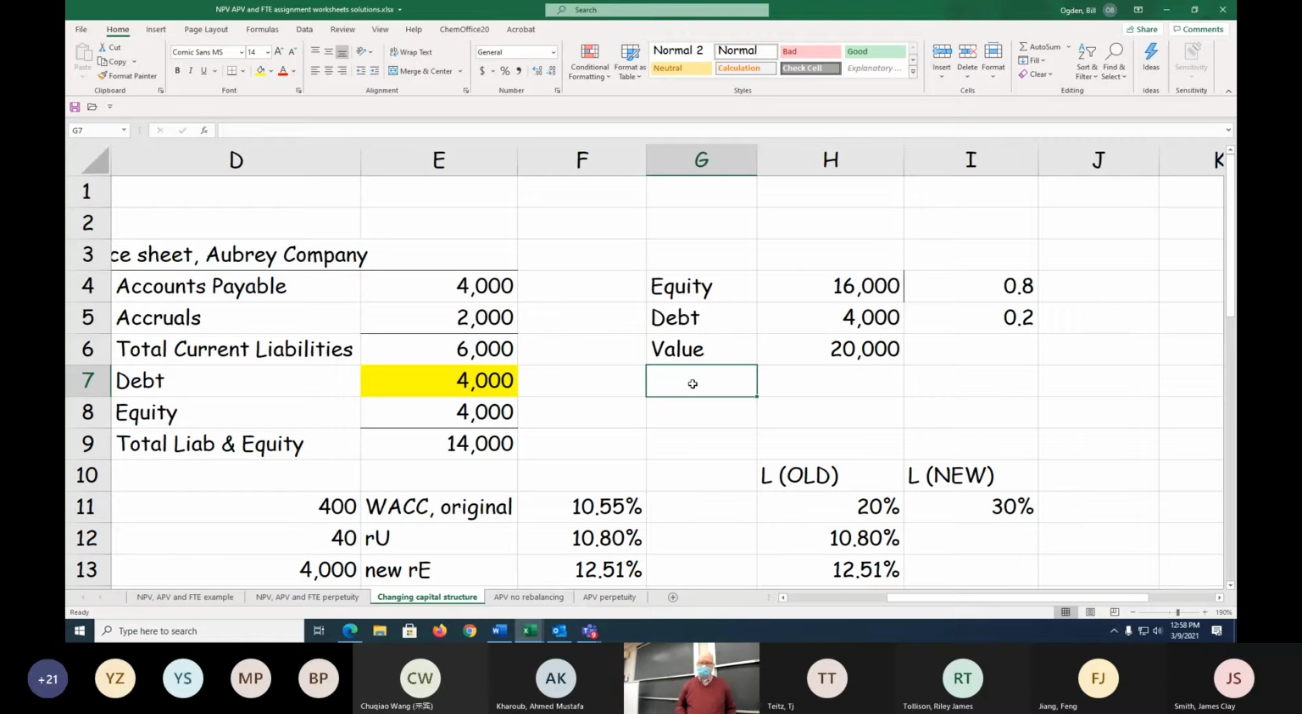And we use the beginning values. Our first one, we're going to say equals 20% debt, and it's 6% debt.